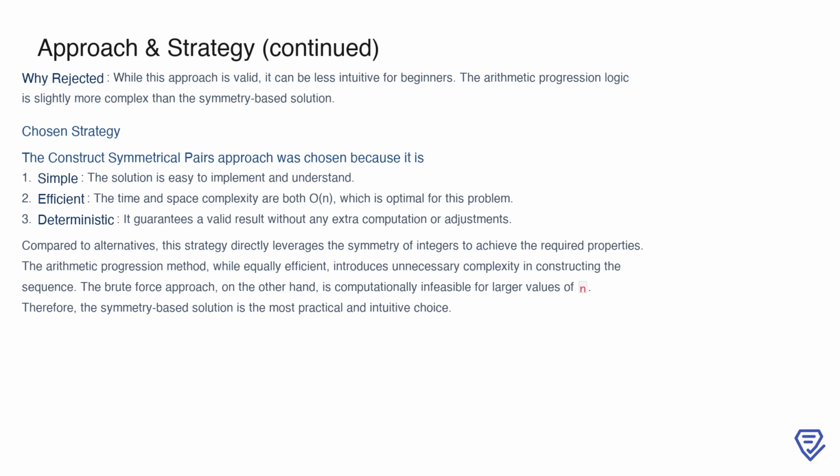for beginners. On the other hand, the brute force approach, as discussed earlier, is computationally infeasible for larger values of n due to its exponential complexity. By directly leveraging the symmetry of integers, the chosen strategy offers an optimal balance of efficiency and simplicity, making it the most practical solution for this problem.